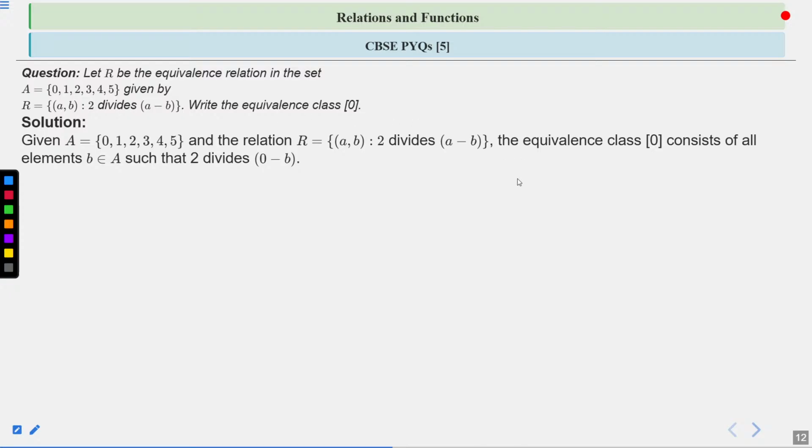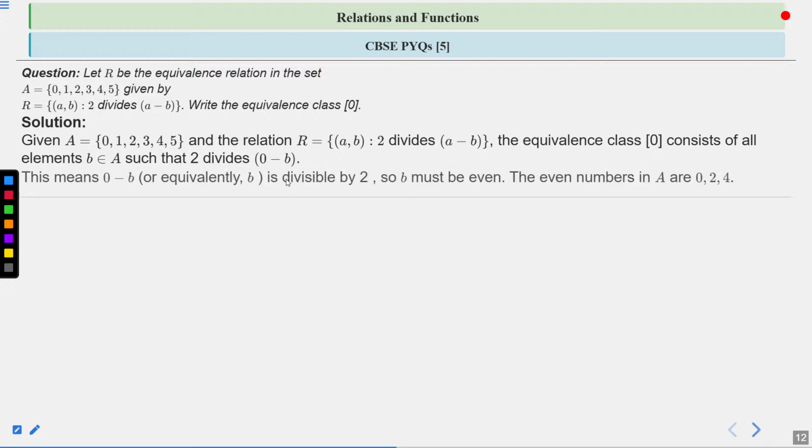The equivalence class of 0 consists of all the elements b that belong to A such that 2 divides 0 - b. We place 0 in place of a, because we have to find the equivalence class of 0. So 2 must divide 0 - b. This means that -b is divisible by 2, which means b should be divisible by 2.